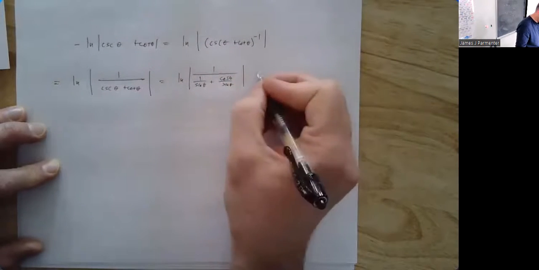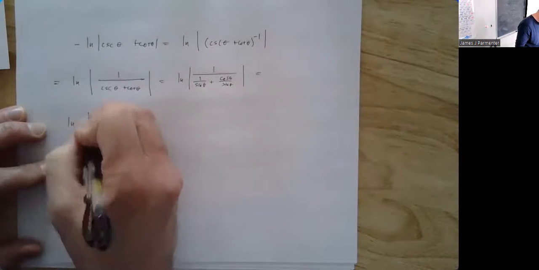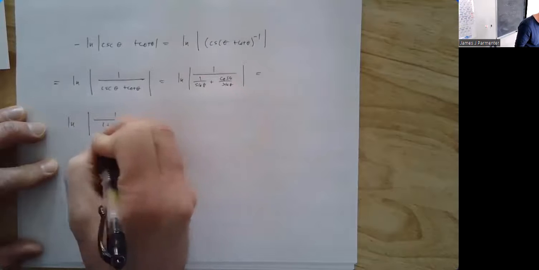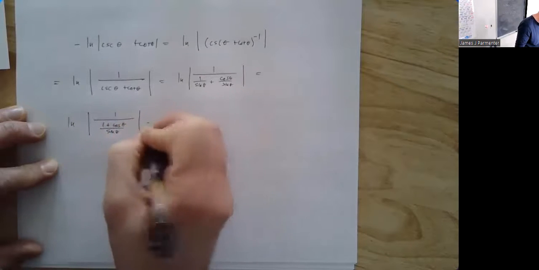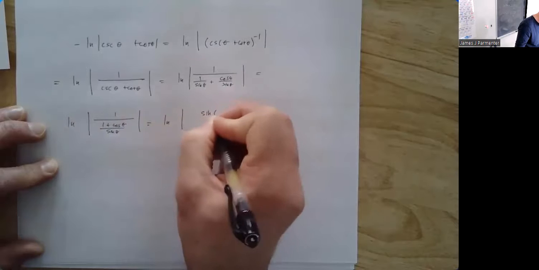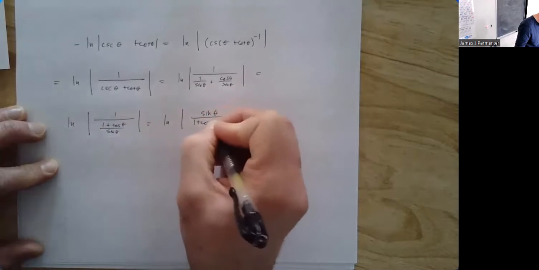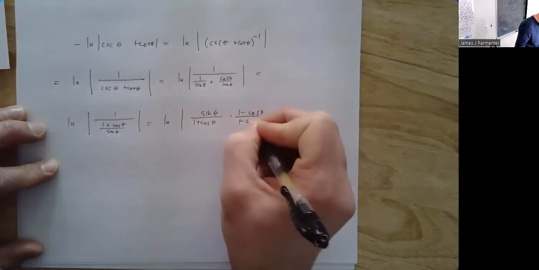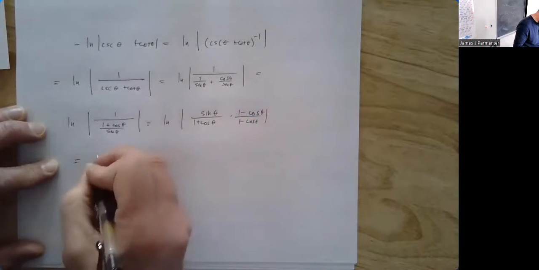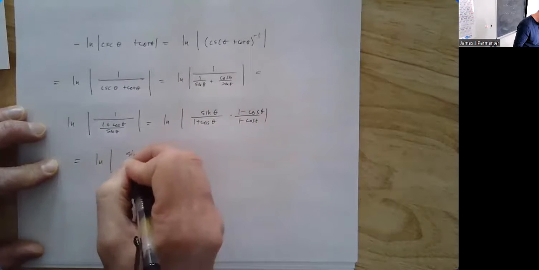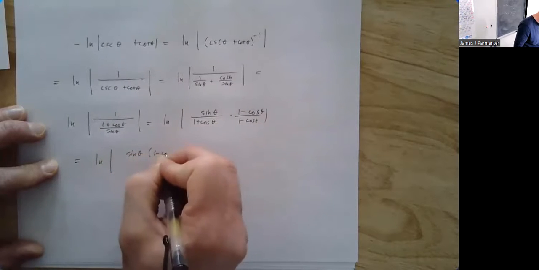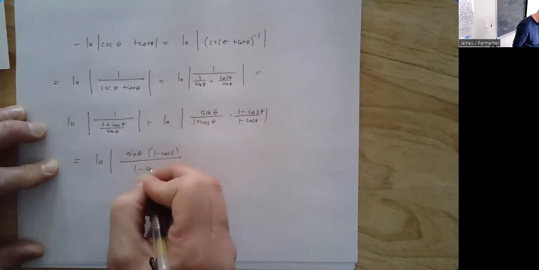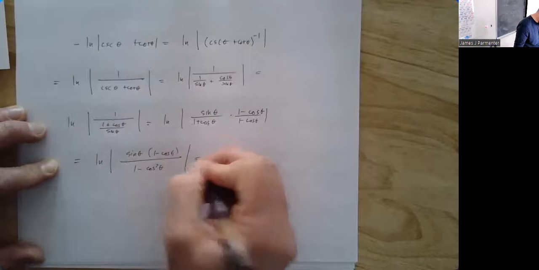And if we get the common denominator here, we can write this as the natural log of the absolute value of 1 over 1 plus cosine over sine, which is really the natural log of the absolute value of sine over 1 plus cosine, multiplied by the conjugate 1 minus cosine. And then we end up getting the natural log of sine times 1 minus cosine, all over 1 plus cosine times 1 minus cosine, which is 1 minus cosine squared. That's really sine squared.